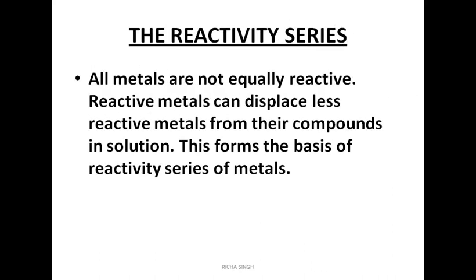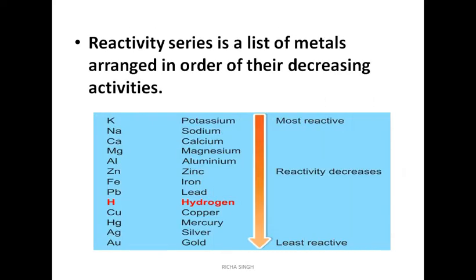So you know reactivity series, but once more I would like you to revise it. Reactive metals can displace the less reactive metals from their compounds, and this is the basis for the reactivity series. It is just the list of metals which are arranged in order of decreasing reactivity. Means the metal which is at the top is most reactive as compared to the metals which are lying below. The reactivity decreases from top to bottom.